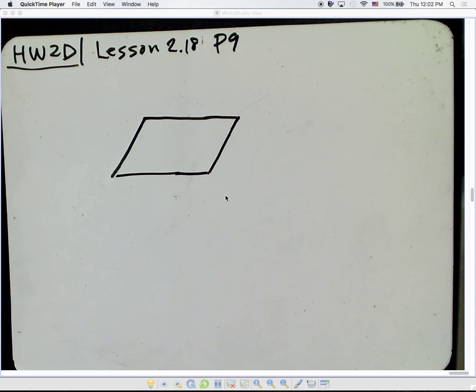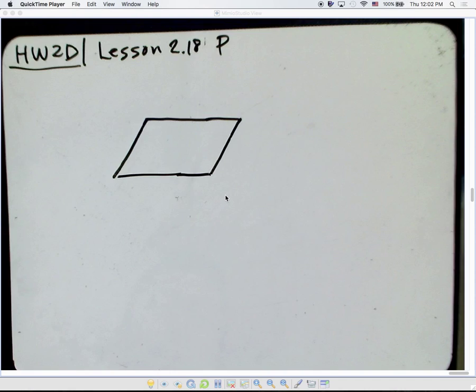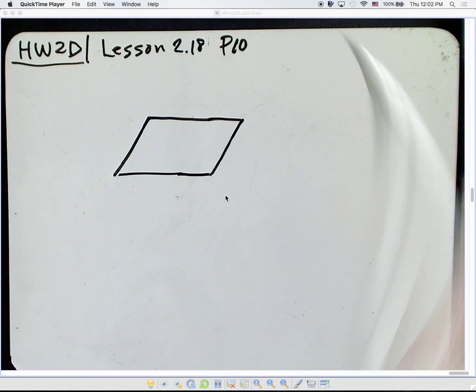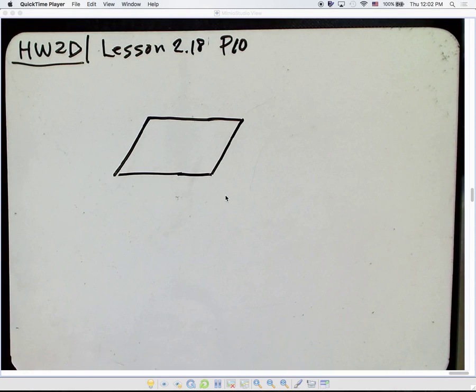So problem number 10 says a parallelogram always, sometimes, never has 3 congruent sides. So that's number 10. Do they always have 3 congruent sides, or do they never have 3 congruent sides, or do they sometimes have 3 congruent sides? So that's number 10, and so on and so forth. Keep doing that.